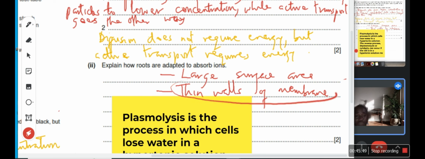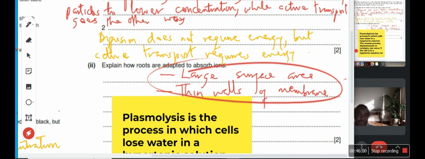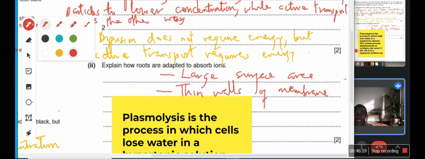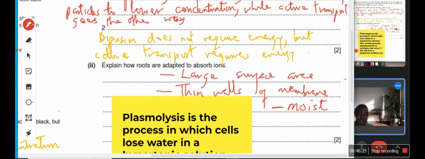Then the walls of the alveoli are also very thin. In fact, alveoli, root hair cells, and the villi in the small intestines have these common features. The villi, where digested food nutrients are absorbed into the blood, also have a large surface area and thin walls, and also moist. You can also add moist if you like. All of these things will get you the same answer. Moist to enable absorption.